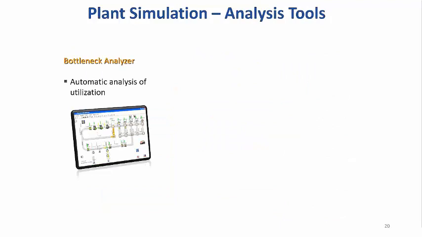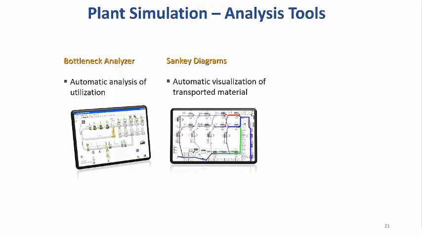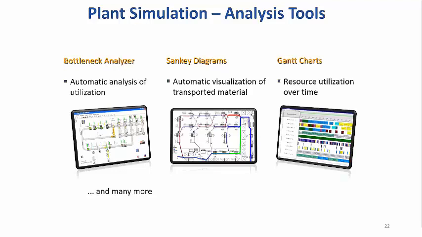PlantSim's analysis tools include a unique bottleneck analyzer that helps you to pinpoint bottlenecks, a real time saver. Sankey diagrams let you see the flow of material. The thicker the line, the greater the flow. This can help you verify that the model accurately represents your facility and can help you to pinpoint potential problem areas and balance out the flow. And Gantt charts display resource utilization over time.